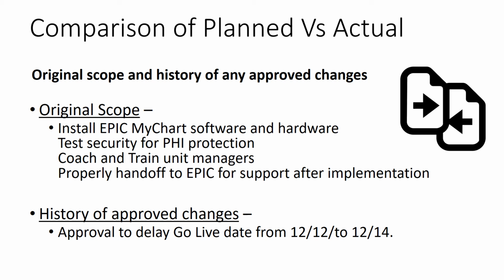So every project has a scope where we start, but then changes also occur and we need to ask for change requests. So this shows the original scope and then the history of approved changes that we have documented with you. The original scope was to install EpicMyChart software and hardware, test for security of PHI protection, coach and train the unit managers, and then properly hand off to Epic for support after the implementation. And then the history of the approved changes that we issued was the approval to delay the go-live date 2 days from December 12th to December 14th.